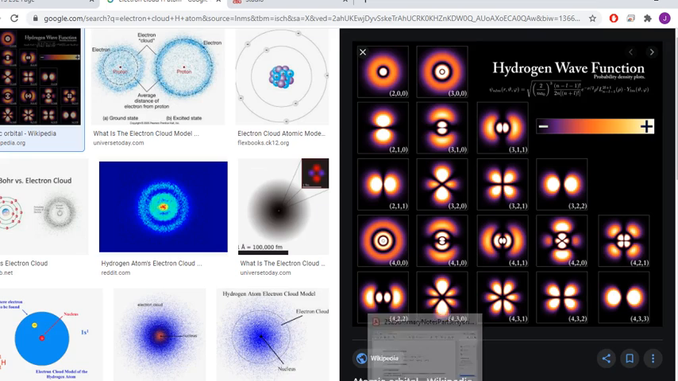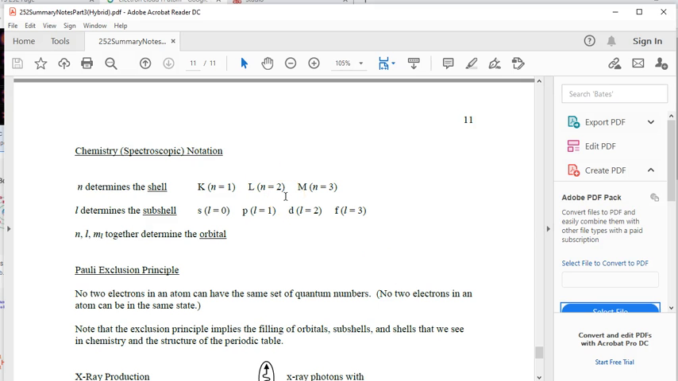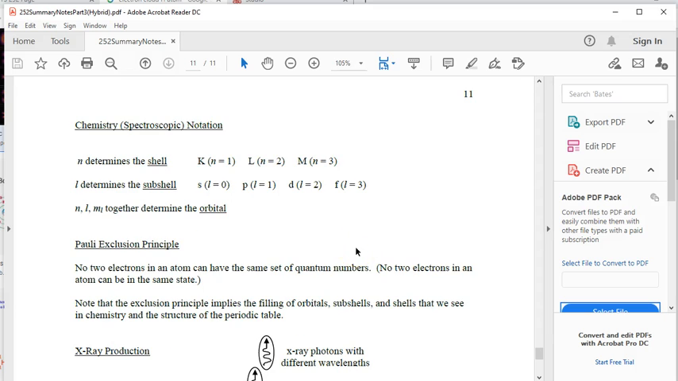Now another thing I want to talk about, which harkens back to chemistry, is what's called the Pauli Exclusion Principle. There are different ways to state it, and Pauli actually stated this. You can't really derive this from quantum mechanics, but you can show that it's consistent with quantum mechanics. Okay, it's pretty neat. One way to say the Pauli Exclusion Principle is that no two electrons in an atom can have the same set of quantum numbers. Equivalently, no two electrons can be in the same state.